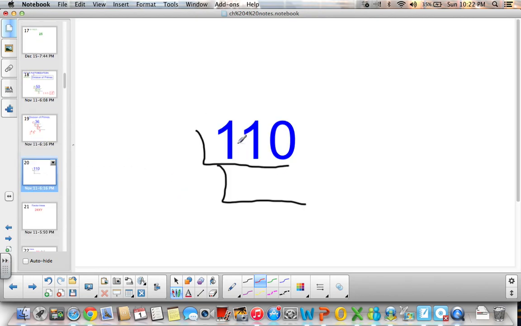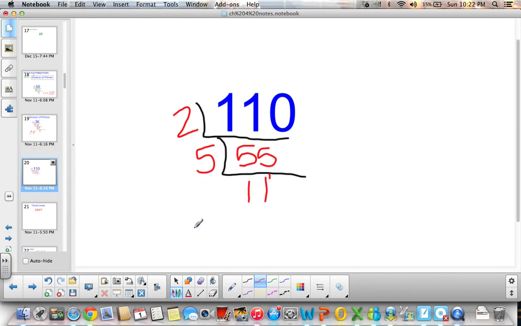We'll do one more. So 110 we know can be divided by 2. So 2 is kind of an easy one. If we know that it can be divided by 2, 2 is an easy one to start with because we know it's prime. So 110 divided by 2 would be 55. 55 cannot be divided by 2, but I know that it can be divided by 5, which is a prime number. 55 divided by 5 is 11. So then we have 2 times 5, which is 10, times 11 is 110. So that's our prime factorization.